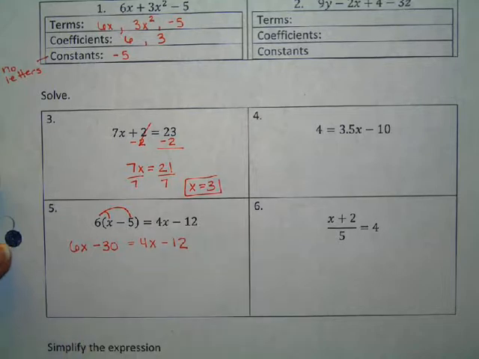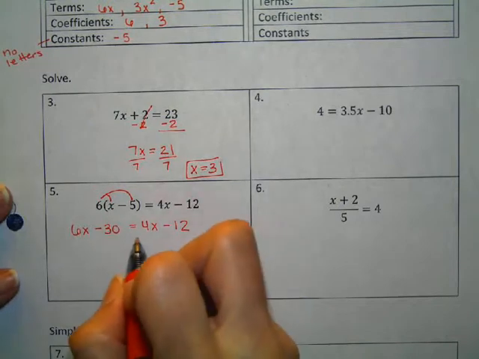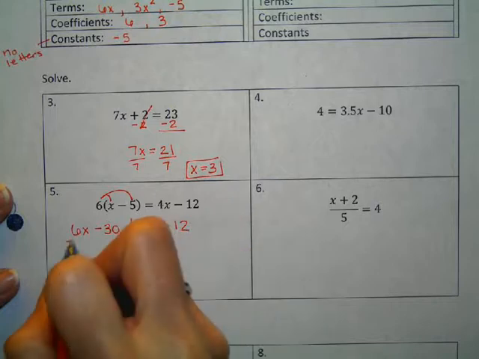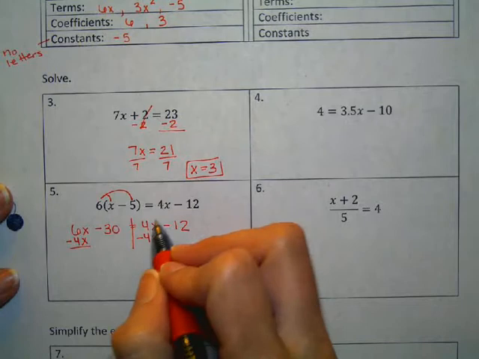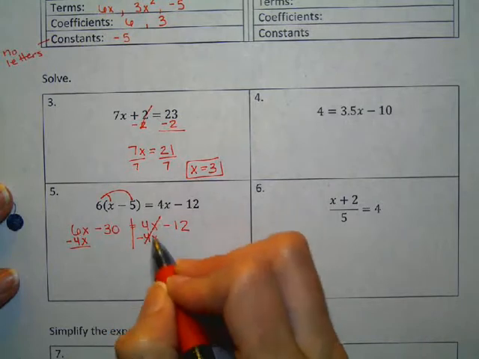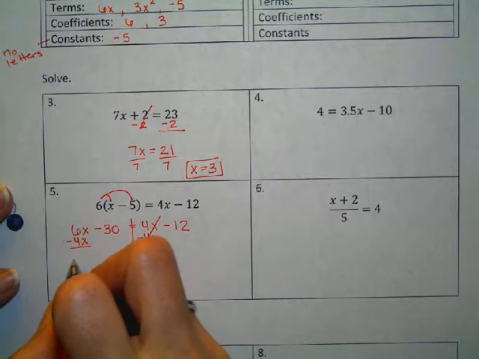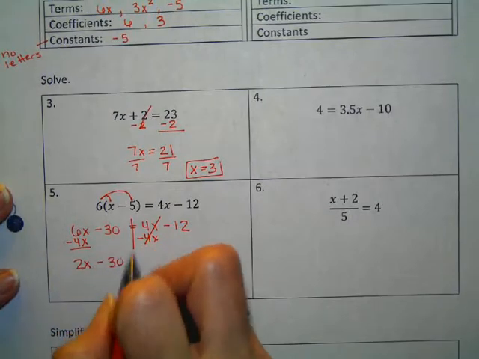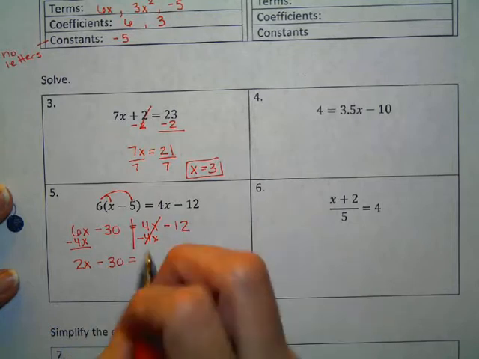Once you have distributed, then we're going to get our x's on the same side. So we'll move the x's. I'm going to subtract 4x, because this is our equal sign right here, under the 6x, because the x's are considered like terms. Now those x's are gone, because 4 minus 4 is 0, and 6x minus 4x is 2x. Bring down your minus 30, your equal sign, and then left on this side we have this minus 12, so you write negative 12.